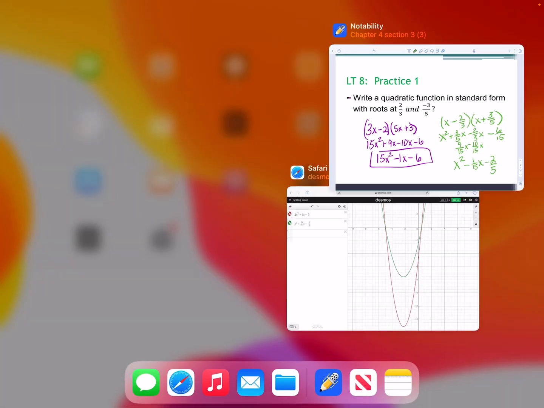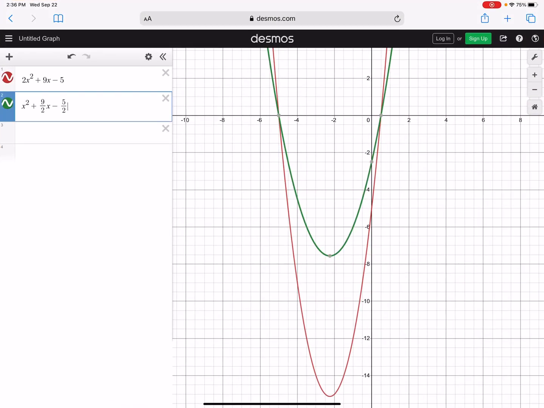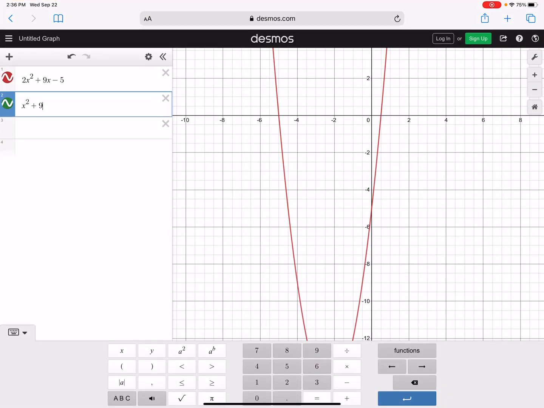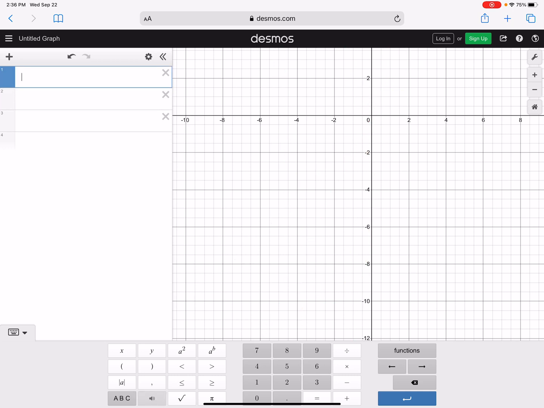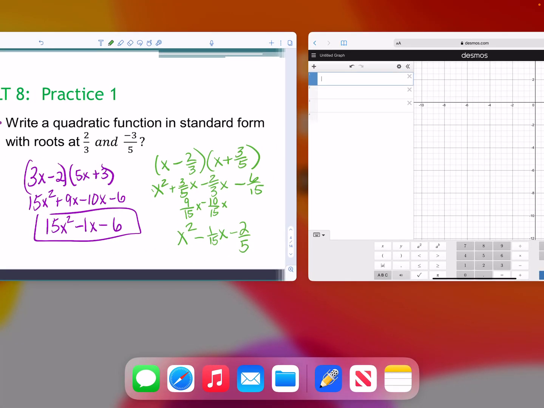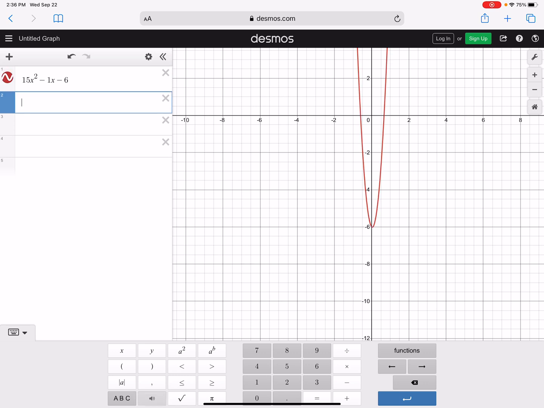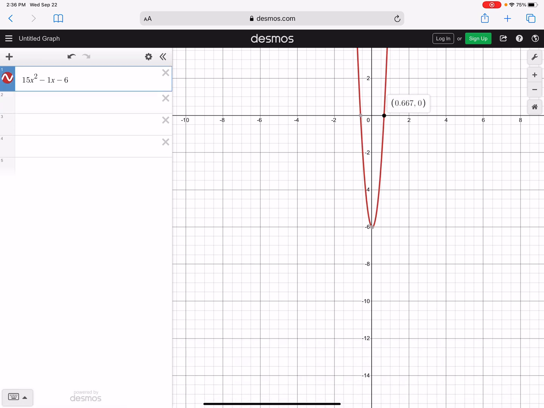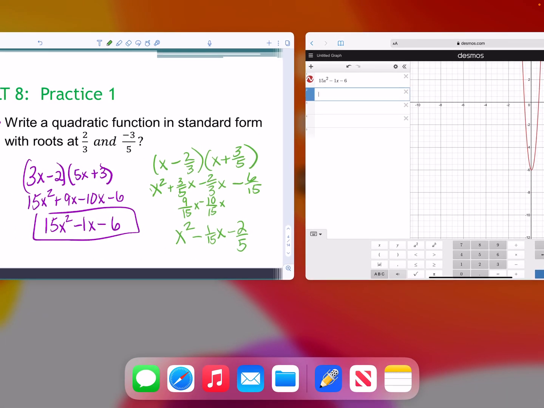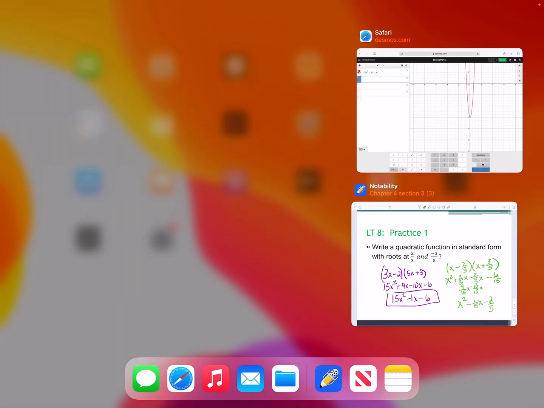I just want to show you one more time, there's a million answers to these. Sorry, I don't know how to clear the graphs. I'm not a Desmos genius. I do better on the other calculator. 15x squared minus 1x minus 6. That's what that one looked like. Does it hit at 2/3 and a -3/5? Yes, they're just decimals. Now, if I did the other one, it's x squared minus 1/15 x minus 2/5.